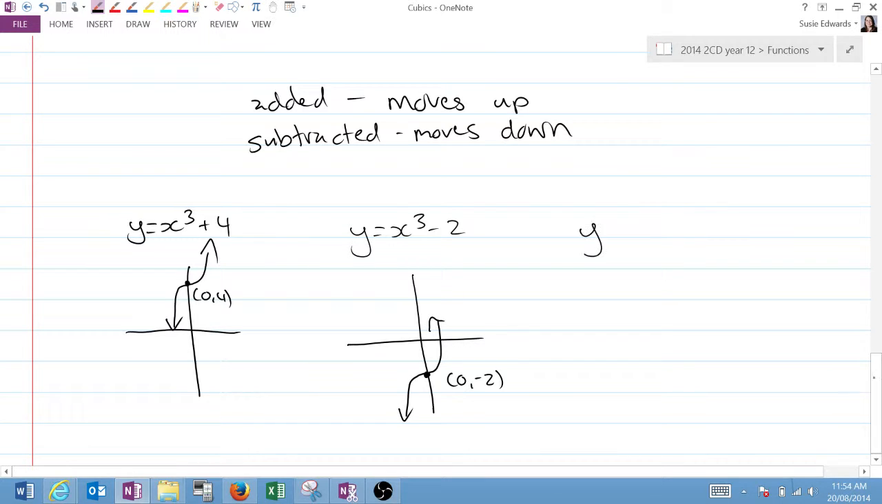Last one, y equals negative x cubed plus 1. Good. So we're going to invert it. And then it's going to go through that plus 1. So it's going to go through here, 0, 1. And it's going to be inverted, so it's going to be the other direction.